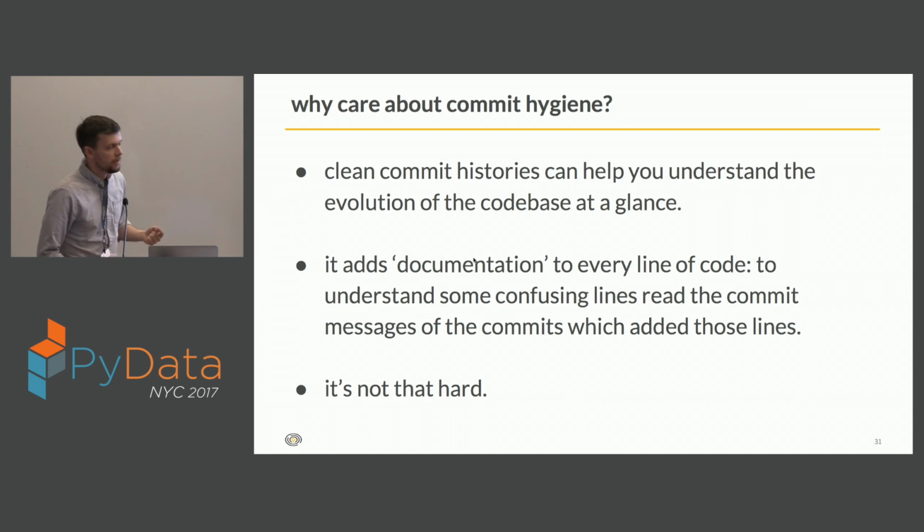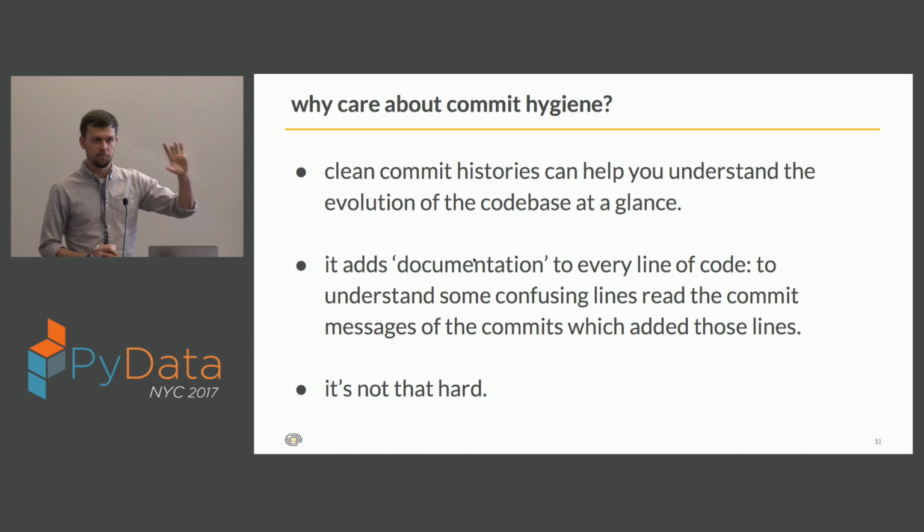Well, number 1, clean commit histories can help you understand the evolution of a code base. Say you go on vacation for 2 weeks, you come back, and you want to see what happened. If your colleagues use good commit hygiene, you can just pull up the repository, see the messages, see what's been changed and worked on, and see at a glance what's going on in the code base. That's very handy. Number 2, maybe even more handy: if you have good commit hygiene, every single line of code in your code base is documented.